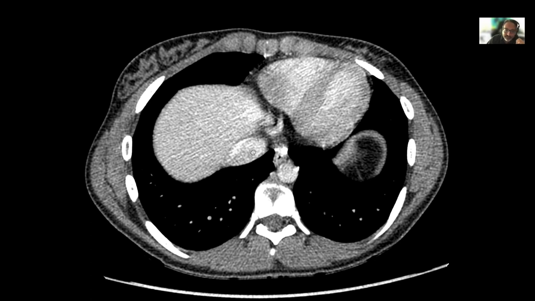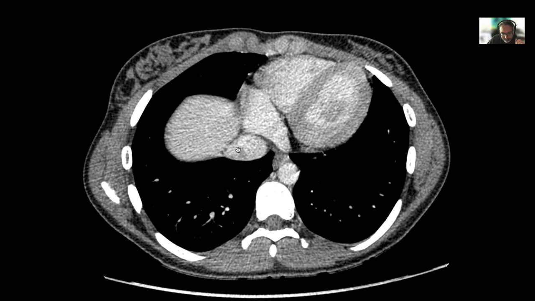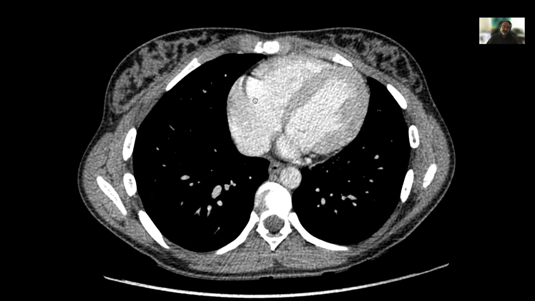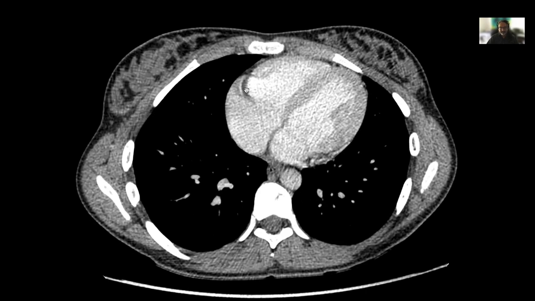And now the IVC is crossing the diaphragm. Okay. Here it's crossed the diaphragm, and now it's merged with the right atrium. Okay. There's the right atrium. So that's the whole IVC.